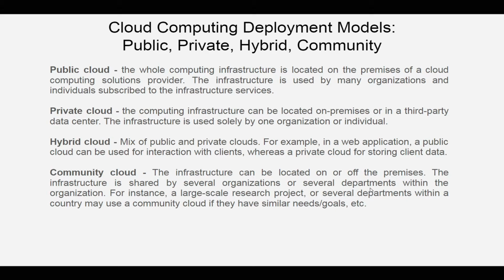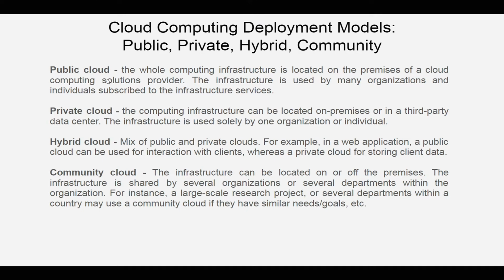The next one is community cloud, and this one is very similar to the private cloud because the infrastructure can be located on premises or in a third-party data center, right? But when it comes to users, it can be used by several organizations that share the same goals, right? For instance, a large-scale research project might have several collaborators, so they can share a cloud infrastructure. Or several departments within a country can share one cloud infrastructure. Then this is going to be a community cloud, right?